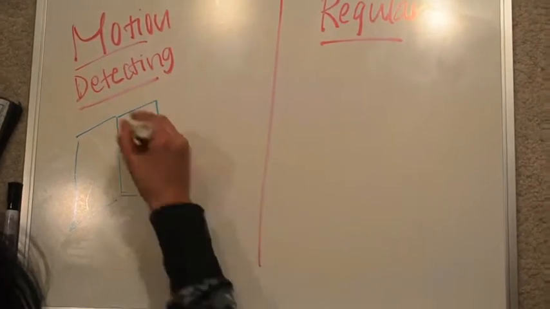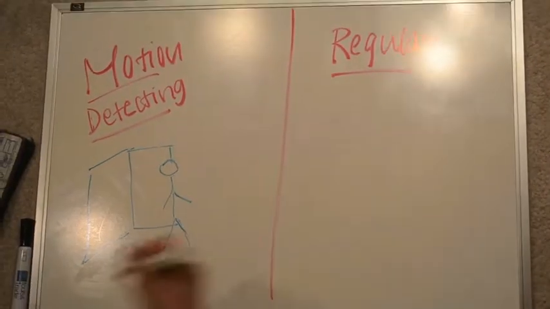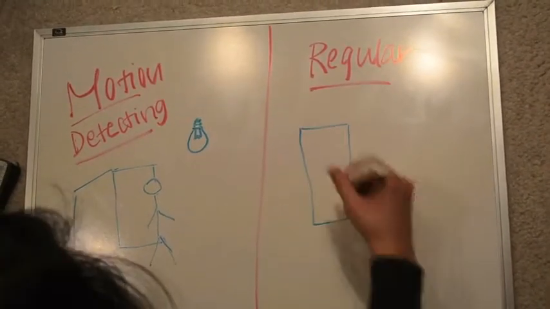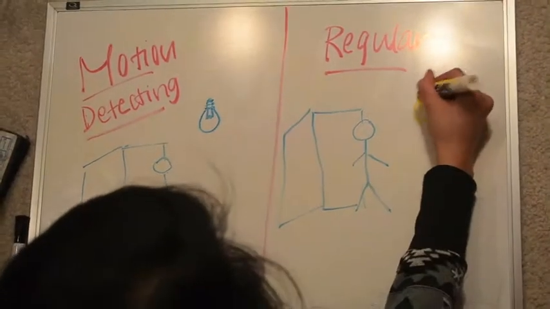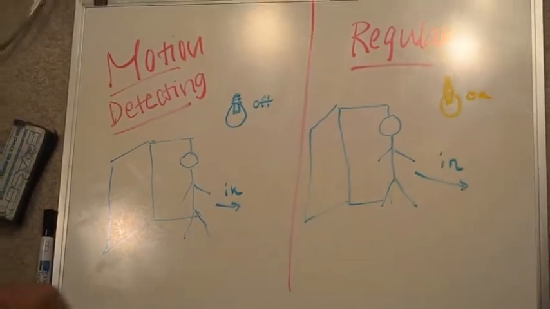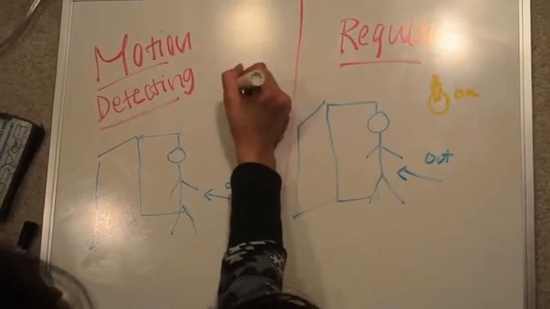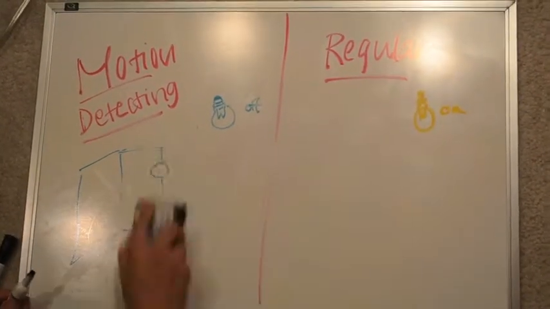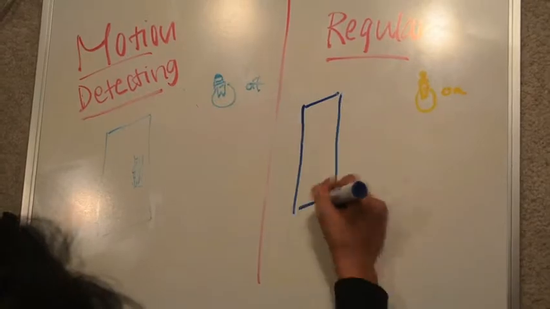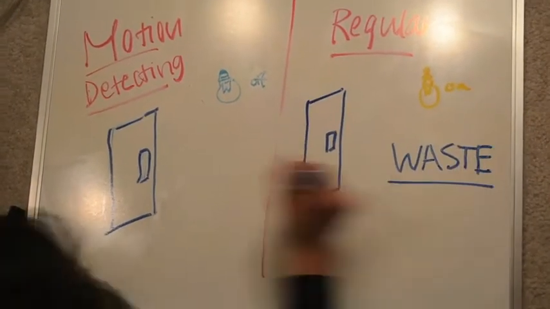In a regular bathroom, the lights are on regardless of whether or not there are people in the bathroom. By using motion detecting lights and sensors, we reduce the waste by almost 200% and eliminate a lot of carbon emissions that would otherwise unnecessarily be used.